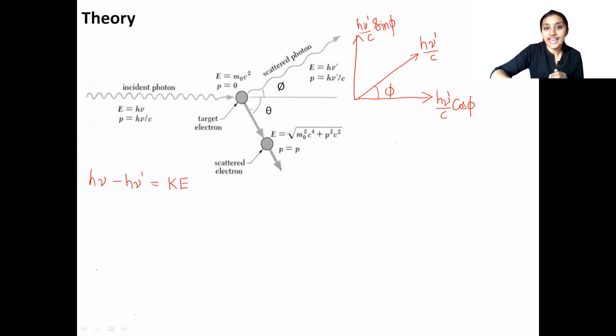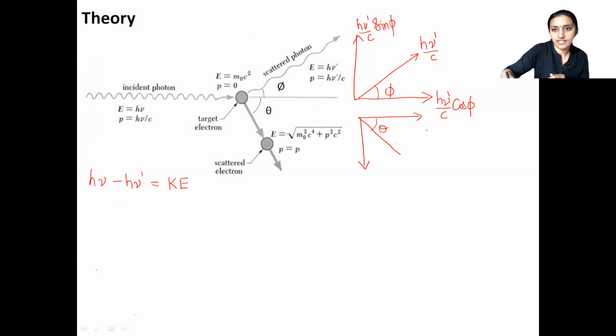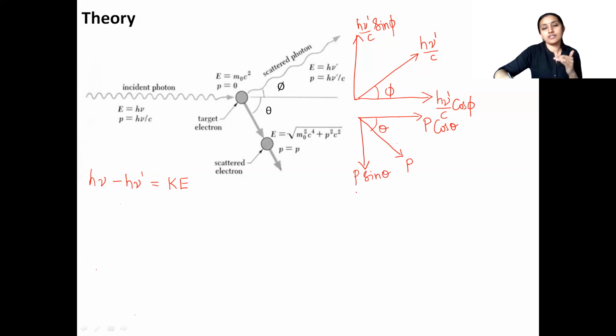Now regarding the electrons, they are scattered at an angle theta with respect to the original direction. So hence it can be resolved as, the magnitude of momentum is P, so it's P cos theta, and here it is P sin theta. Now we can write the equations for conservation of momentum.